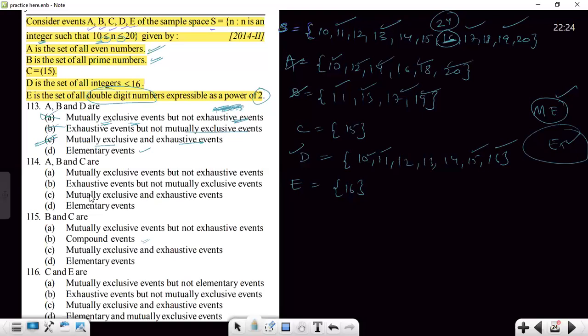Should I explain something? Please ask. Should I repeat? Yes, sir. Could you repeat it? Yes. So what we are talking about is ABD. First, we'll talk about the intersection of all, and it has to be phi for ABD to be known as mutually exclusive.